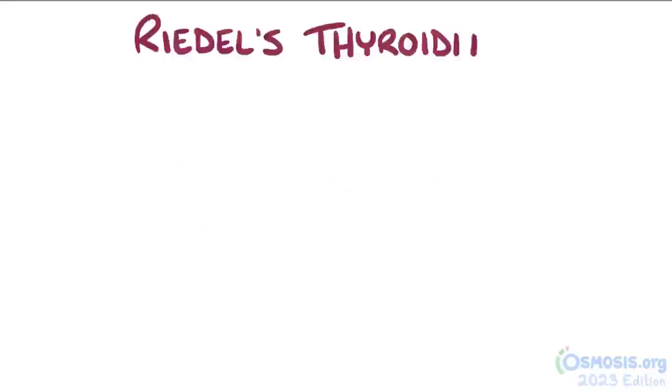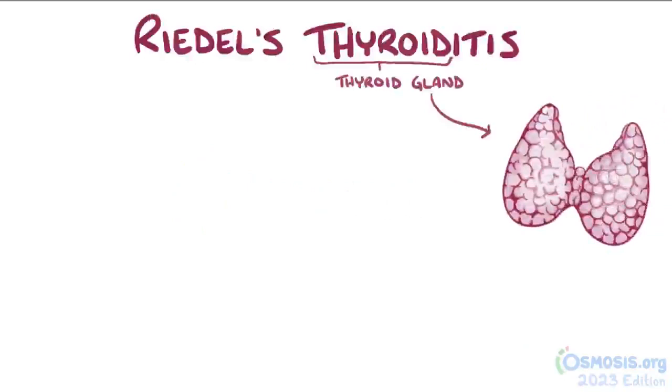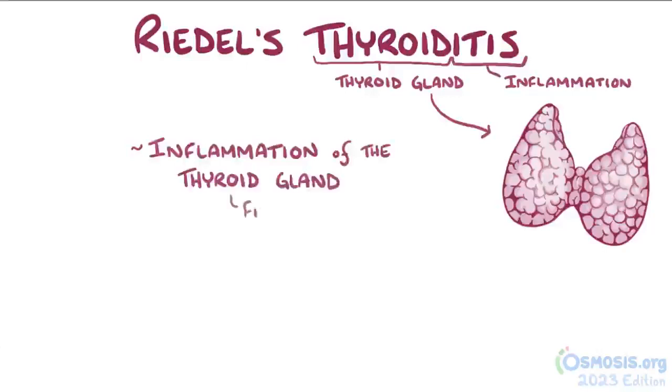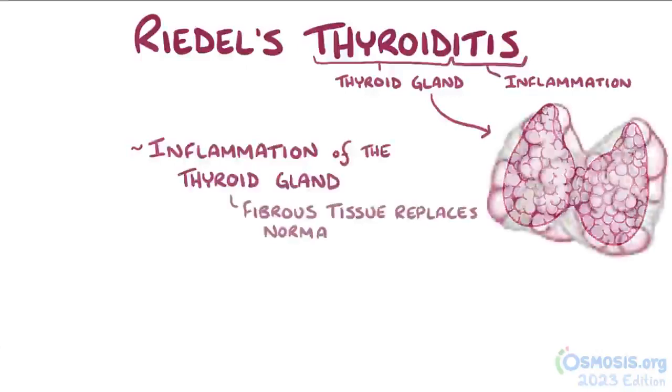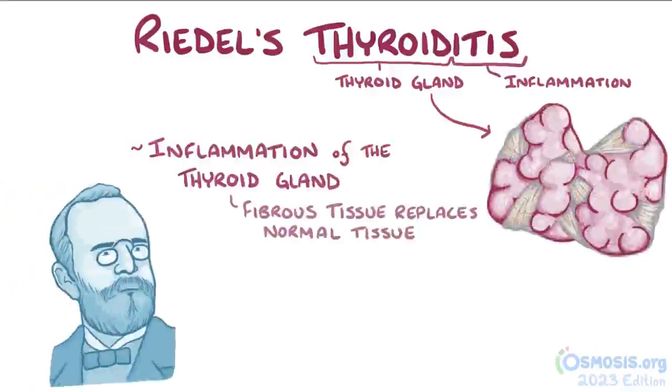With Riedel's thyroiditis, thyroid refers to the thyroid gland, and itis means inflammation. So, Riedel's thyroiditis is a condition where there is inflammation of the thyroid gland, which slowly causes fibrous tissue to replace the normal thyroid tissue. The condition is named after the German surgeon Dr. Bernhard Moritz Karl Ludwig Riedel, who first described it.